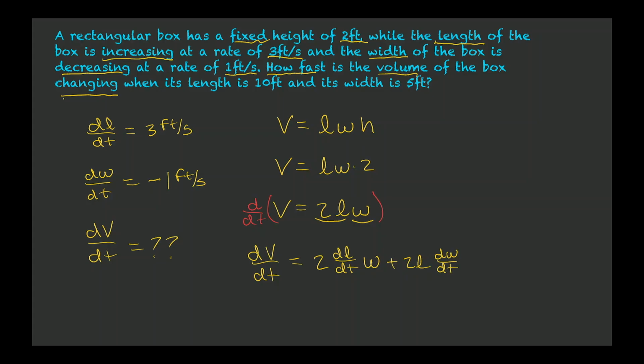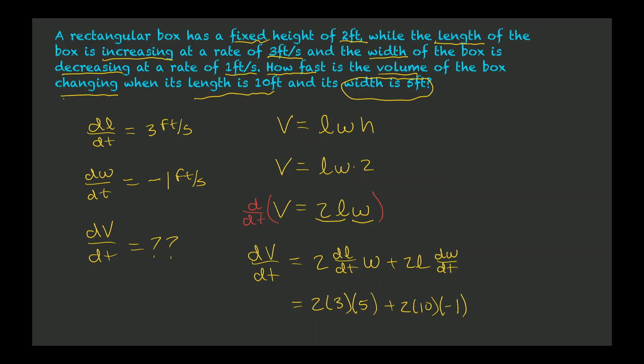All right, so now we're just going to solve for what it's asking for, dV/dt, by plugging in all the known information. So for example, we got 2, dl/dt was given as 3 feet per second. The width, I can go back into the problem. Where's the width? The width is 5 feet. So 5 in for w. Then 2l, the length of this box is 10 feet, so I'm going to plug in 10 for l. And then dw/dt, I need to plug in -1. Remember, negative because it was decreasing.